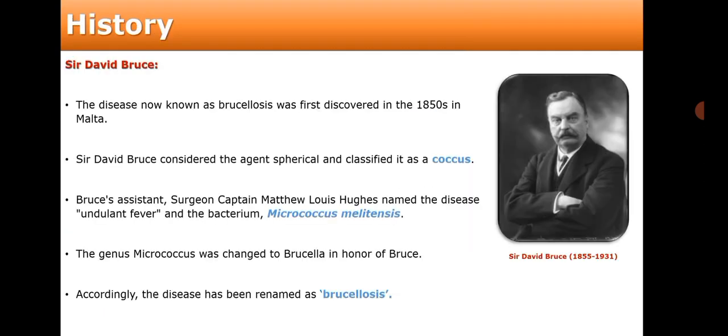The disease now known as brucellosis was first discovered in the 1850s in Malta. Sir David Bruce considered the agent spherical and classified it as a coccus. Bruce's assistant, Surgeon Captain Matthew Louis Hughes, named the disease undulant fever and the bacterium Micrococcus melitensis. The genus Micrococcus was changed to Brucella in honor of Bruce. Accordingly, the disease has been renamed as brucellosis.